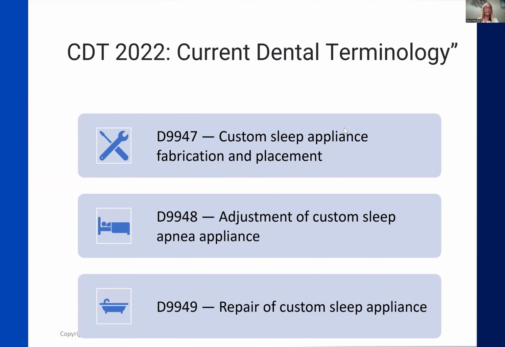Now, the ADA also added D9947, which is a custom sleep appliance fabrication and placement. Notice it doesn't say anything about follow-up visits. So that's your dental code for your sleep appliance. They also added D9948, which is adjustment of custom sleep appliances, and one for repair of a custom sleep appliance. Now that there's a dental code out, what should we do?